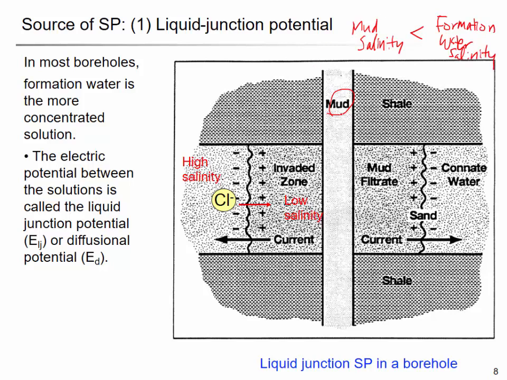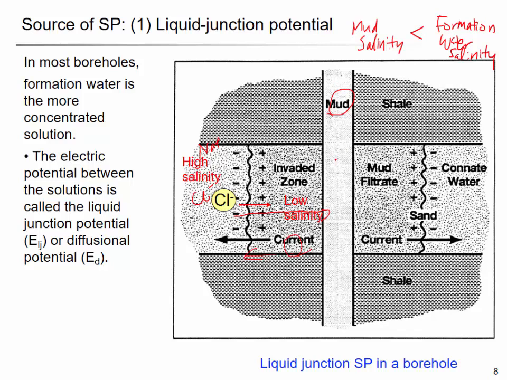Formation water salinity. So you have more concentrated sodium and chloride ions here, right? And this chloride ion will diffuse to the mud filled in this borehole, right? From here to here. So here is the higher salinity and here the low salinity. So as you have the chloride ion movement, the current will flow from here to here, right?